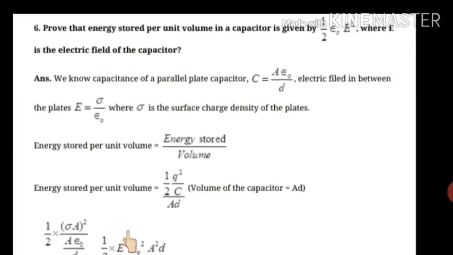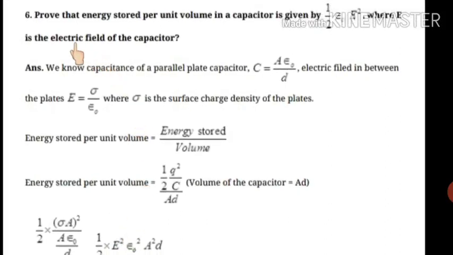Next question we have: prove that the energy stored per unit volume.